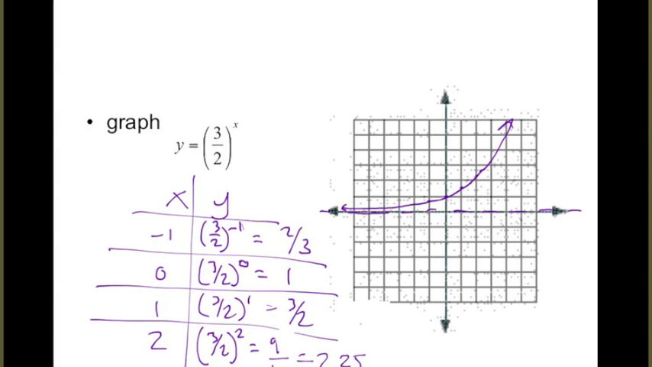The example graph that was given in the notes was just 2 to the x. And that already took a pretty sharp turn. This one's only 1.5 to the x. It doesn't take quite as sharp of a turn. Okay? The bigger that base number gets, the sharper the turn we're going to see.